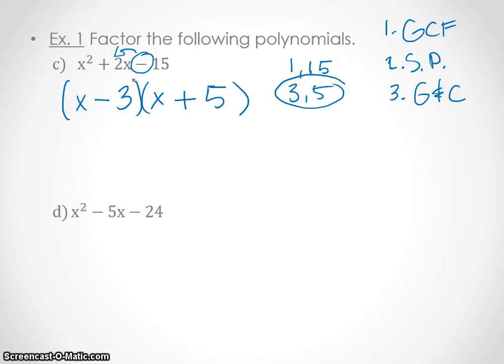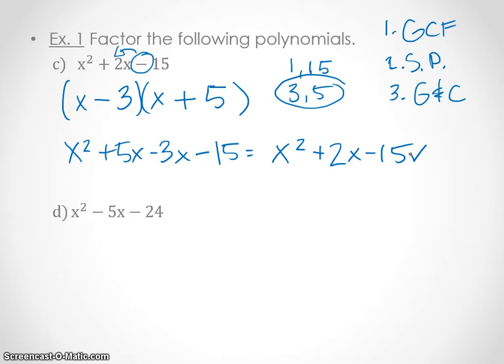So let's do that. X times x is x squared. X times 5 is 5x. Negative 3 times x is a negative 3x. And negative 3 times 5 is a negative 15. When we combine, we get x squared plus 5x minus 3x is a plus 2x minus 15. So we're there. Can I factor any further? X minus 3? Nope. X plus 5? Nope. So that's our final answer here.